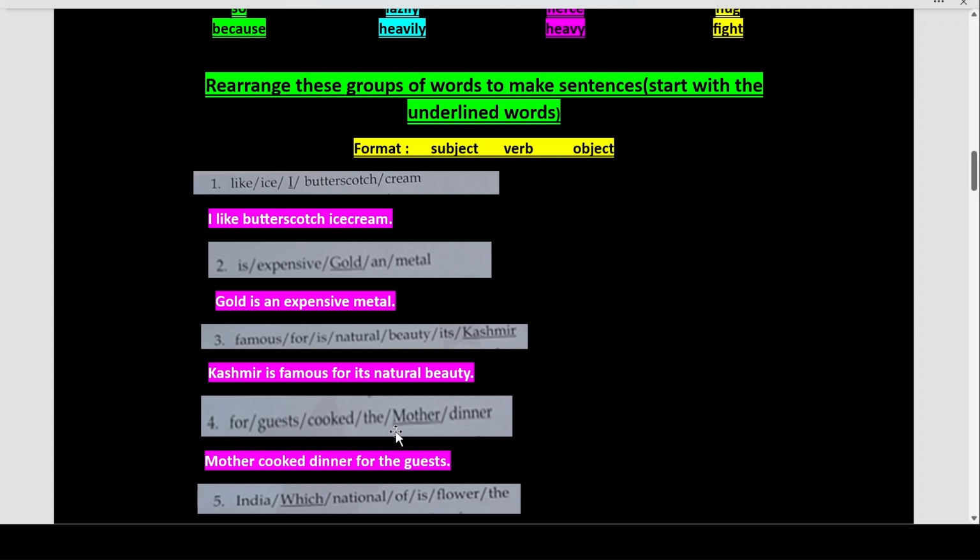Four. Guests, cooked, the, mother, dinner. What is the subject? About whom are we talking? Mother. What is the verb which she is doing? Cooked. So mother cooked. What did she cook? She cooked dinner. For whom? For the guests. Mother cooked dinner for the guests.